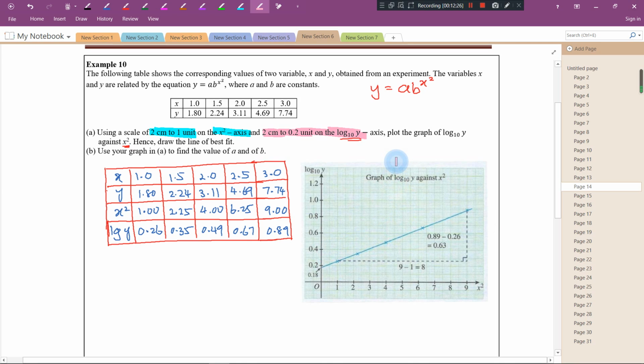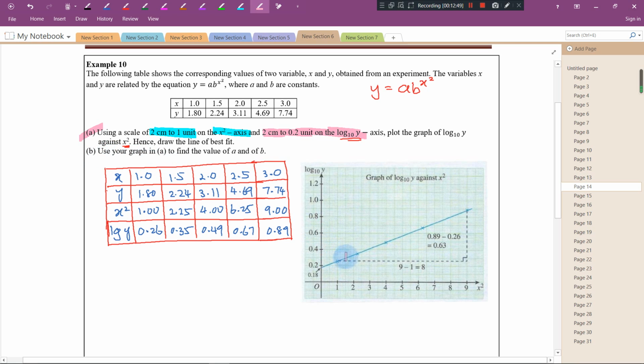And then it's very important in this chapter, you need to get a long ruler so that it's easier for you to draw the line of best fit. So plot all the points, then use your long ruler to help you get the line of best fit. Okay, so this is the line. So part A, we got the answer. How about part B?